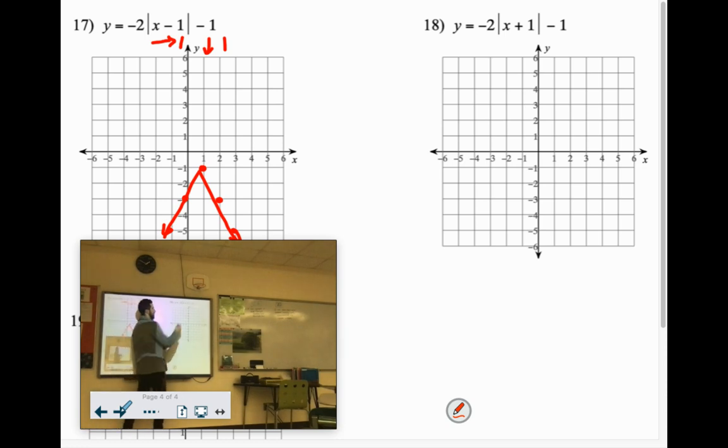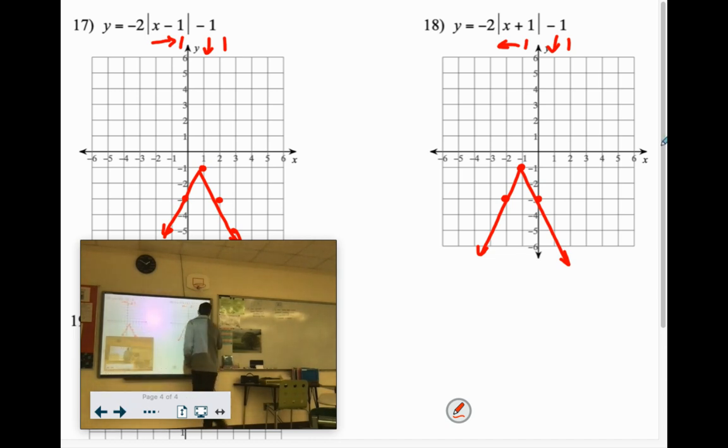Awesome. All right. Plus 1 is left 1. Minus 1 is down 1. Left 1, down 1. Our slope-ish thing is negative 2, so go down 2 over 1 in both directions. One more.